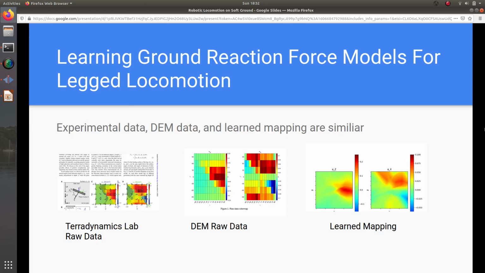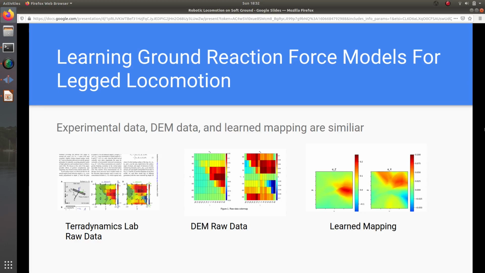Below you can see three pairs of heat maps. These represent the magnitudes of the stresses per unit depth as a function of the foot's orientation in the plane and the foot's direction of motion into the granular material. The Pterodynamics raw data is from a physical experiment. The DEM data is from our recreated simulation of the Pterodynamics experiment.